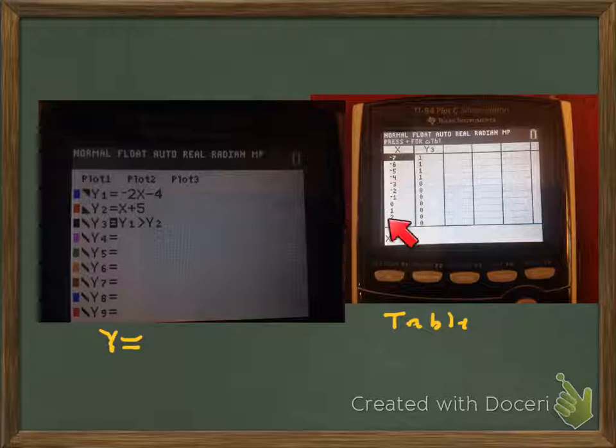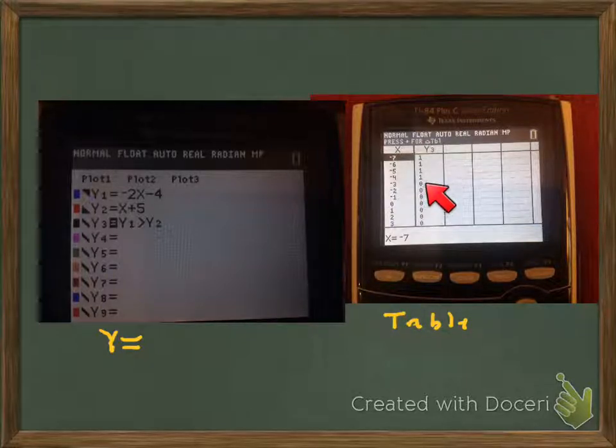Now if we go over to the table, then in the table we note the values for y3 are all either 0 or 1. 1 meaning that the y3 is true, meaning that y1 is greater than y2. And if it's 0, it means that it isn't true. So we observe that with this negative 3, it is a 0, so that means it's not true. But for negative 4, negative 5, negative 6, negative 7, and so on, then the value is true. That is, y3 is true.